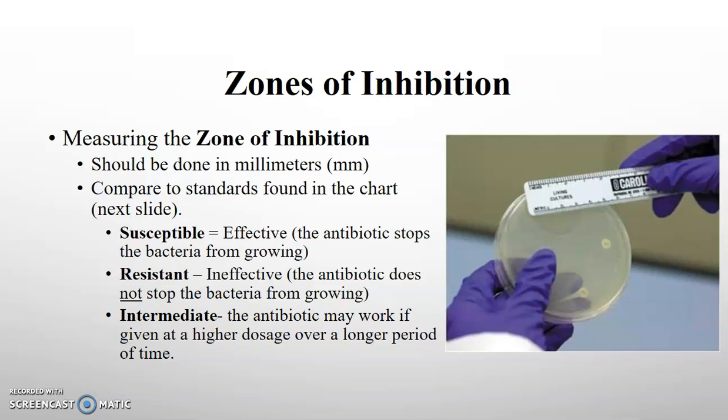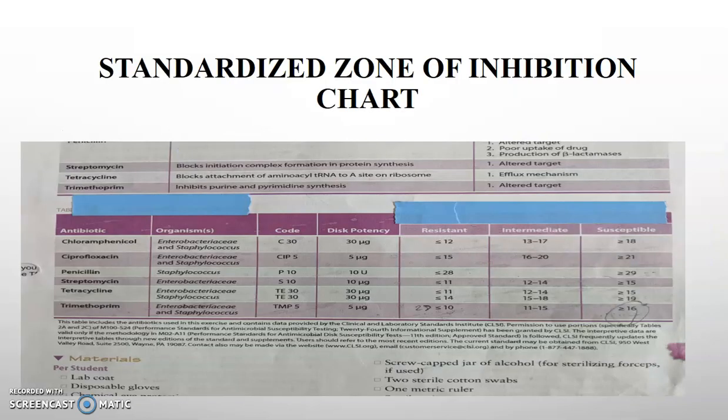A doctor is never going to choose an intermediate drug if there are susceptible ones present, but if the patient has allergies towards the drugs that are considered more susceptible, or if they're on medication that would cross-react with the susceptible antibiotic, then a physician would settle for an intermediate drug. But it's never going to be the drug of choice, it's just kind of an emergency backup. So like I said, you measure the zones of inhibition in millimeters, and then you look at this standardized chart to see if the bacteria are susceptible, resistant, or intermediate to the antibiotic.